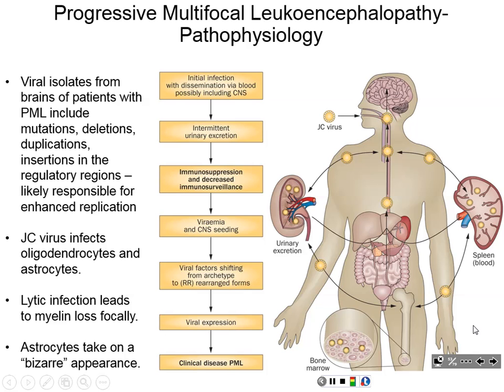This infection is lytic, with a preference for infecting oligodendrocytes and astrocytes. And as it breaks up these cells, we're going to have focal myelin loss. And so this is going to cause focal neural deficits because of that loss of myelin and inability then to conduct signal. Infected astrocytes take on a bizarre appearance, and that's not me saying, oh, it just looks weird to me. That is the term that you'll see in the literature, a bizarre astrocyte.